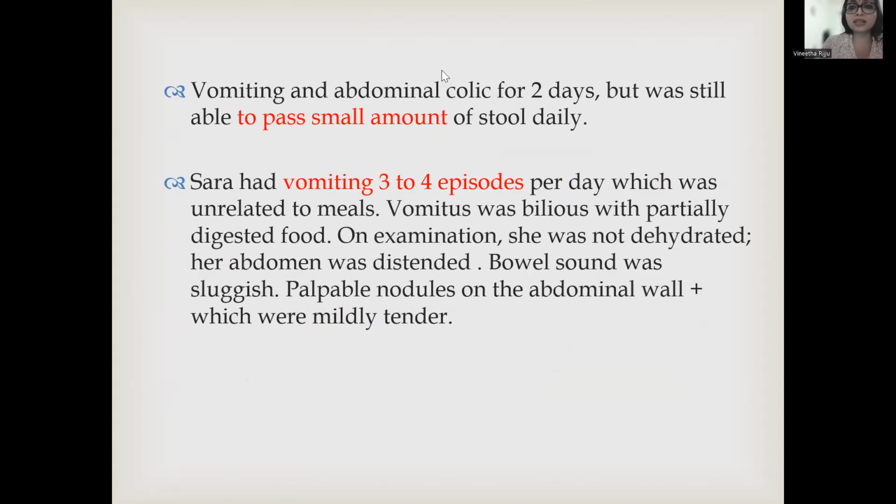Okay, so what does that tell us? She was not dehydrated. Her bowel was distended. Bowel sounds were sluggish. So what are we looking at? Where is the obstruction? What type of obstruction is this? What type of obstruction is Sarah having?